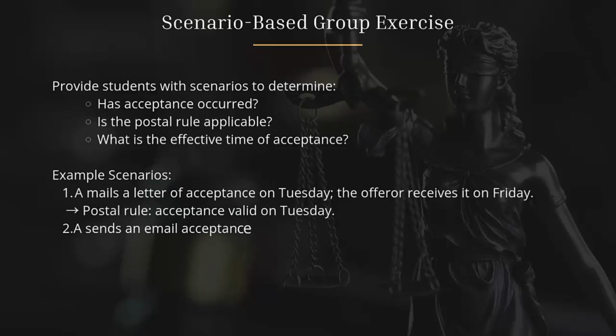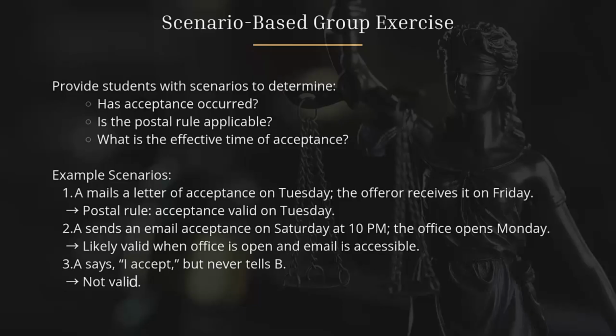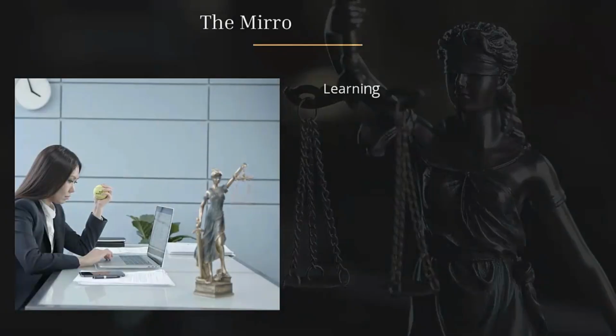Postal rule. Acceptance valid on Tuesday. A sends an email acceptance on Saturday at 10 p.m. The office opens Monday. Likely valid when office is open and email is accessible. A says I accept but never tells B. Not valid, must be communicated.